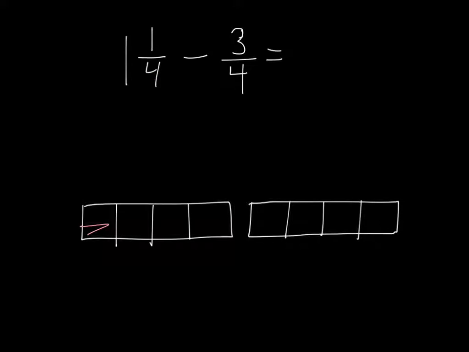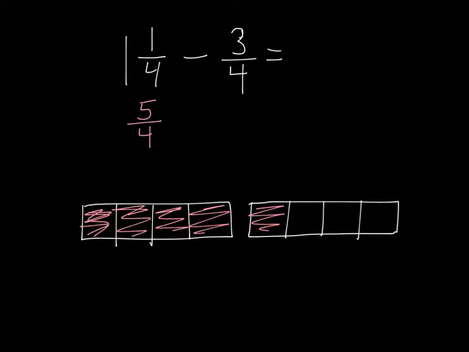So I'm going to color in 1 whole and 1/4. Now I can count those up and see that altogether I have 1, 2, 3, 4, 5 fourths. So if I had turned this into an improper fraction, that's exactly what it would be. That 1 is 4/4, and then I've got the 1/4 extra. Put those together, and I get 5/4.